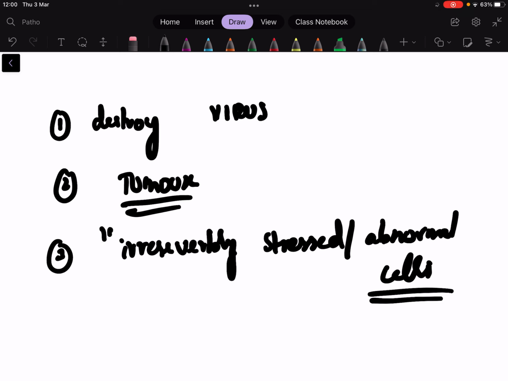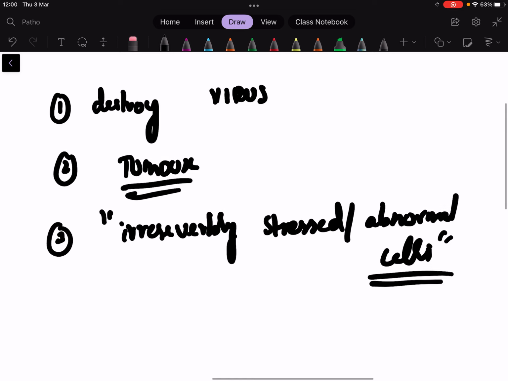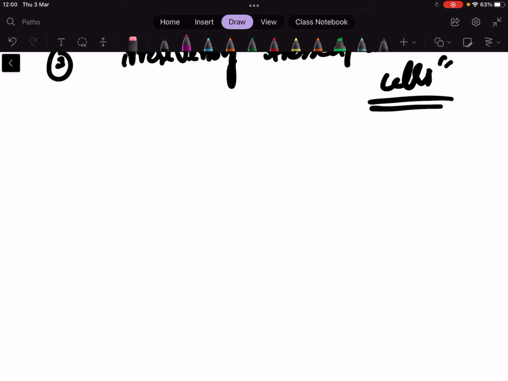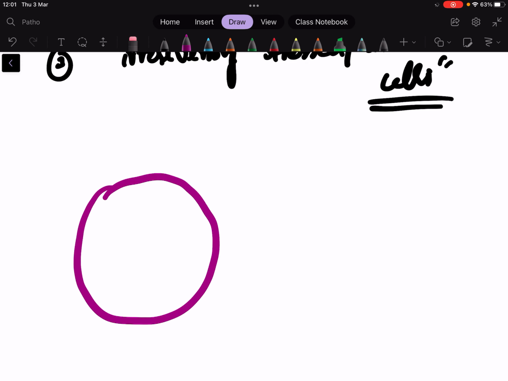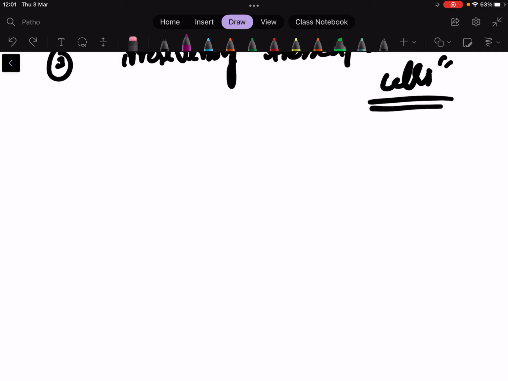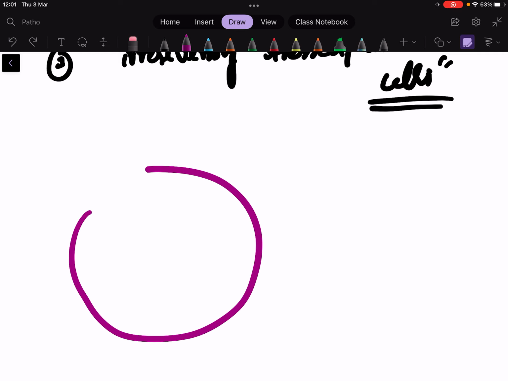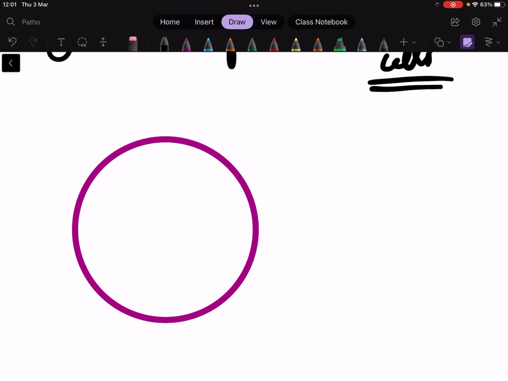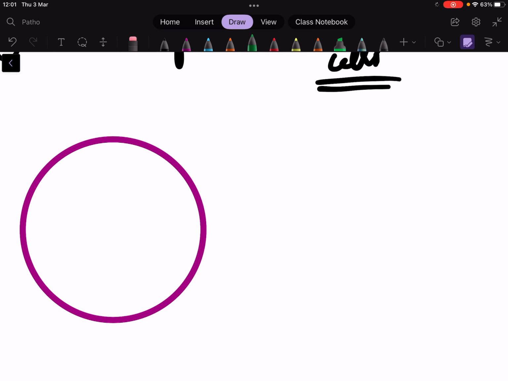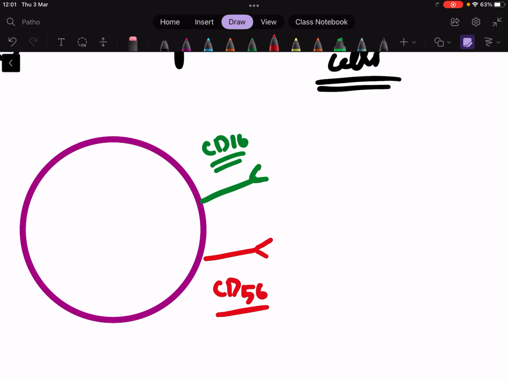Now how are natural killer cells going to kill these virus or tumor cells or abnormal cells? In order to understand that, we have to know the receptors which are present on the natural killer cell. So suppose this is a natural killer cell, and it has mainly two types of receptors present on it. The first type of receptor is called CD16, and the second type of receptor is called CD56, not CD52, it is CD56.